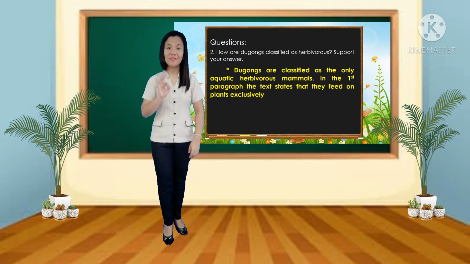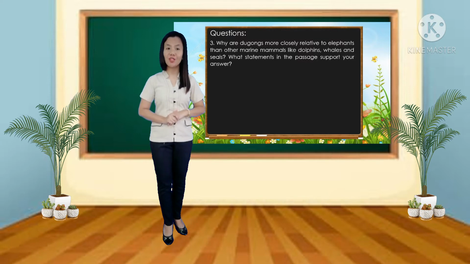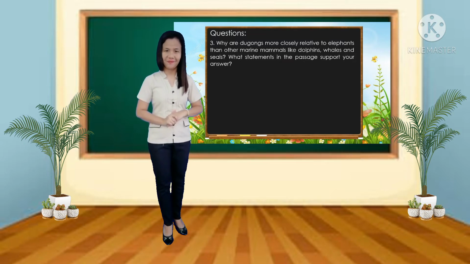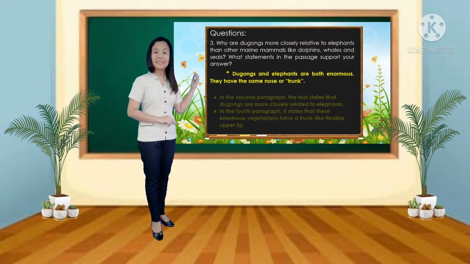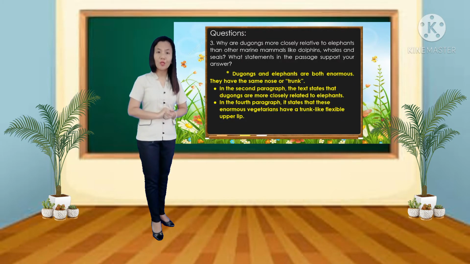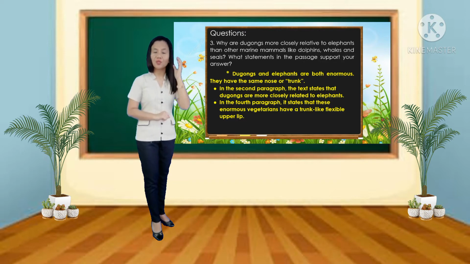exclusively. Number 3 questions. Why are dugongs more closely related to elephants than other marine mammals like dolphins, whales, and seals? What statement in the passage supports your answer? Okay, in paragraph number 2, it states that dugongs are more closely related to elephants. And in paragraph number 4, it says that these enormous vegetarians have a trunk-like flexible upper leaf. Okay, that's nice if you got it.